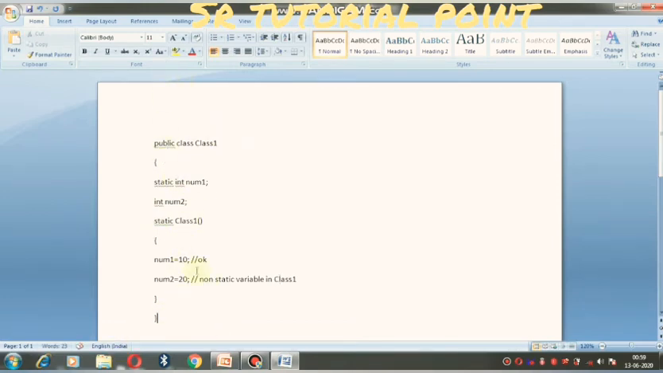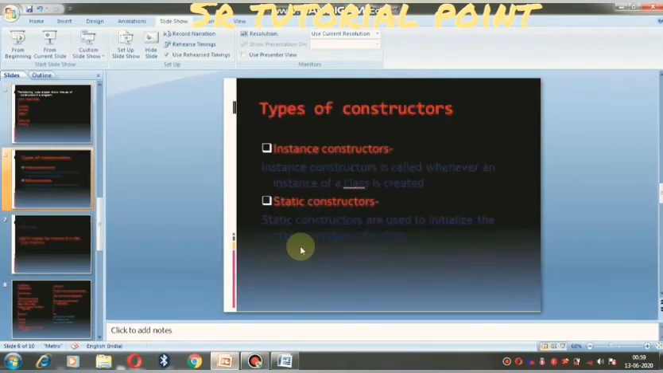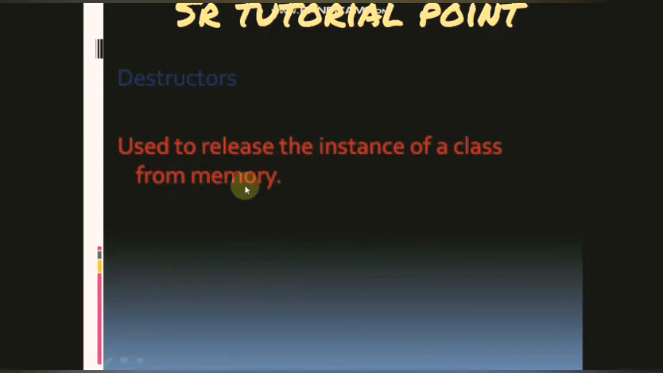Now is it clear for static constructor? Next we come to destructor. Destructor is used to release the instance of a class from memory. That means what? Instance of a class means what? Object. Destructor is used to release the unused objects from the memory.